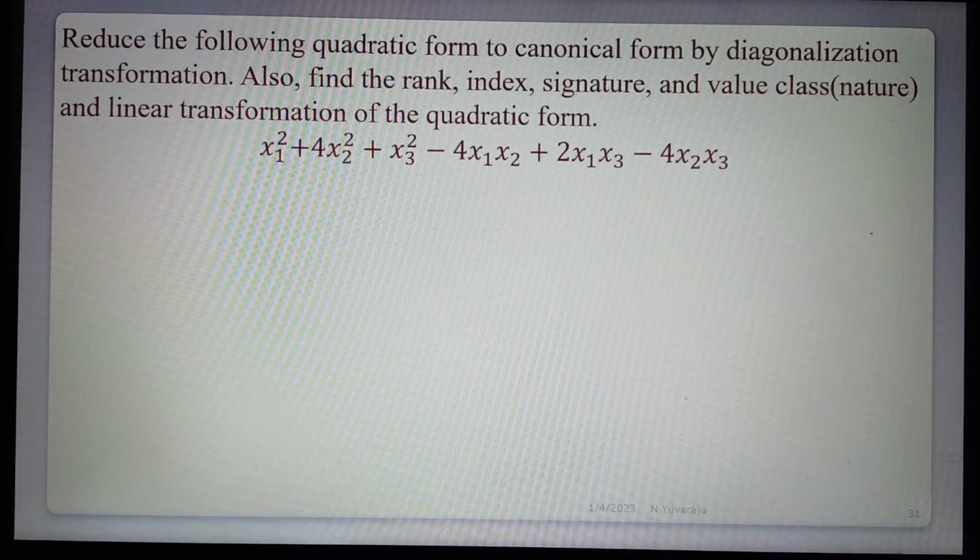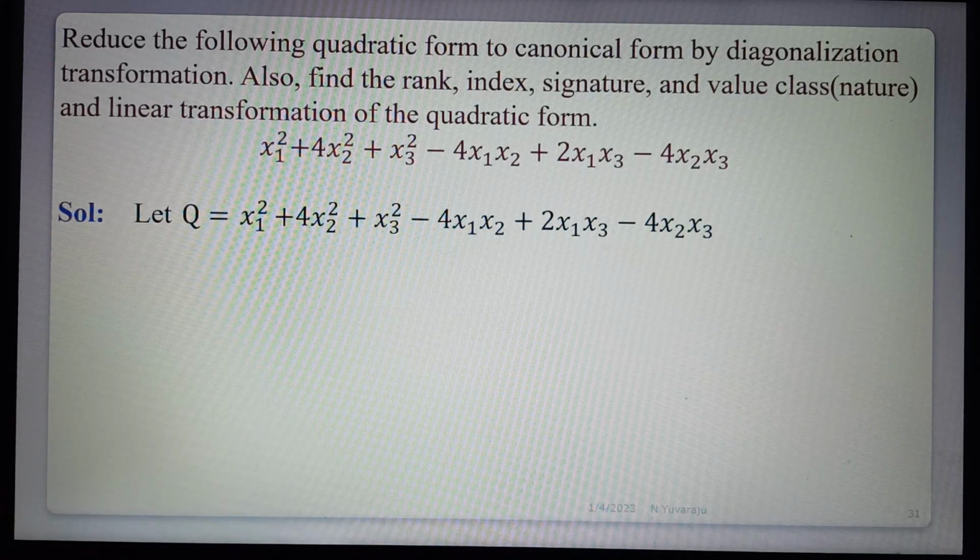So see the next, second example. Same procedure: reduce the following quadratic form to canonical form by diagonalization. Also find the rank, index, signature and nature, and also the linear transformation of the quadratic form. So this is the second quadratic form, with the same procedure.